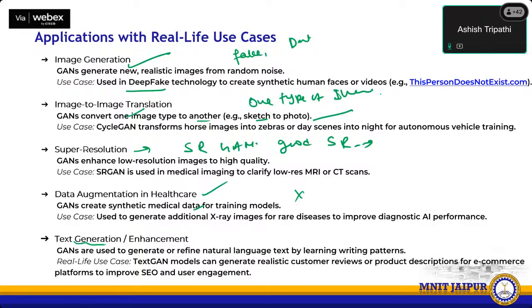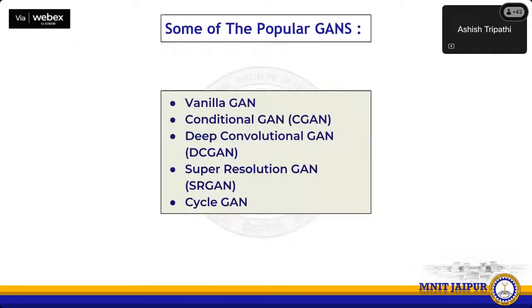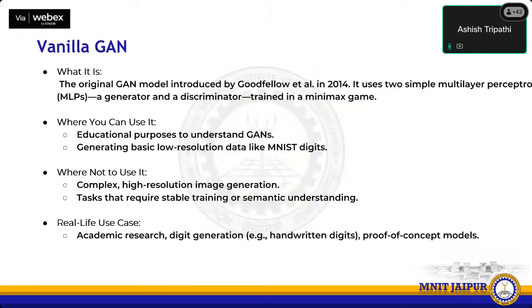We can also use GAN in text generation and enhancement. So this is not only about images. We can also generate text, like models such as GPT, Gemini and other platforms, which are generating data using generative AI based concepts. There are some popular types of GAN, for example vanilla GAN, conditional GAN, DCGAN, SRGAN, and cycle GAN. Let's have a look in brief.